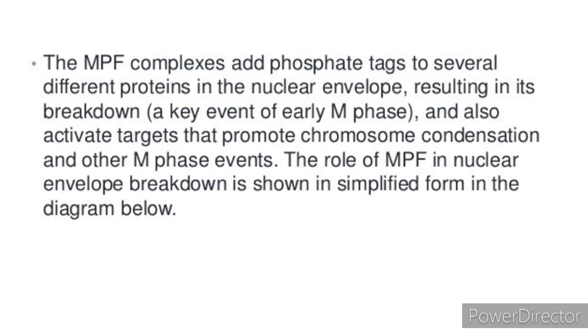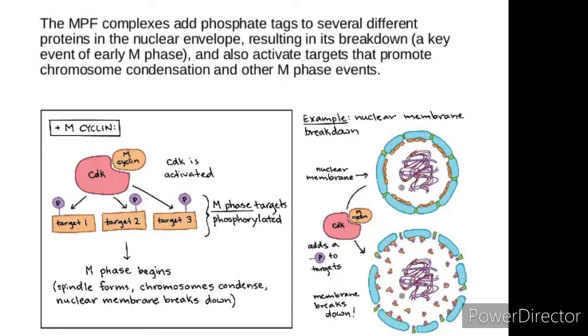The role of maturation promoting factor in nuclear envelope breakdown is shown in simplified form in the diagram below. The maturation promoting factor complexes add phosphate tags to several different proteins in the nuclear envelope, resulting in its breakdown, a key event of early M phase, and also activate targets that promote chromosome condensation and other M phase events.